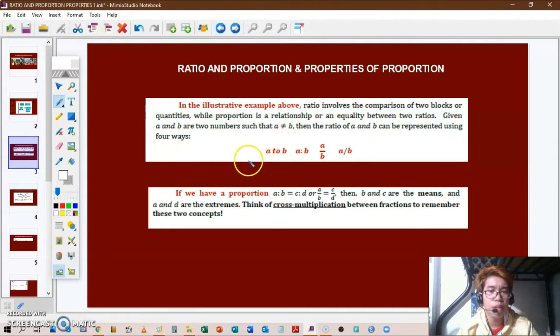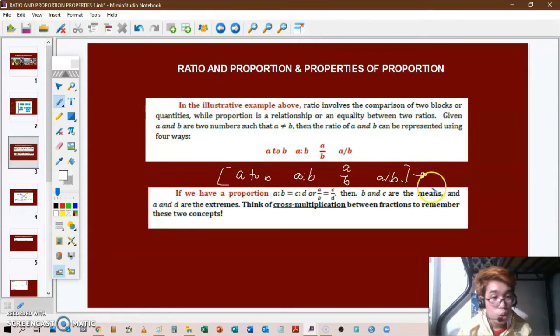Ratios can be written in 4 different ways. We can write A is to B, or A:B, or A over B, or A/B. All of these 4 typically connote that we have 2 values being compared. And most likely you've seen proportions in different problems. We commonly use cross multiplication to solve for the missing value of a variable in a given proportion.